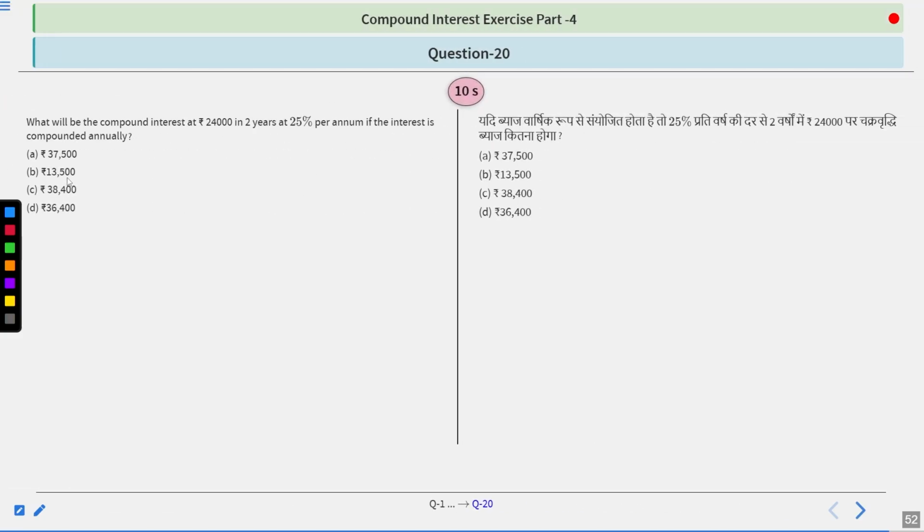Next, what will be the compound interest on rupees 24,000 in 2 years at 25% per annum if the interest is compounded annually? And the options are: option A, rupees 37,500; option B is rupees 13,500; option C is rupees 38,400; and option D is rupees 36,400. These are the options.